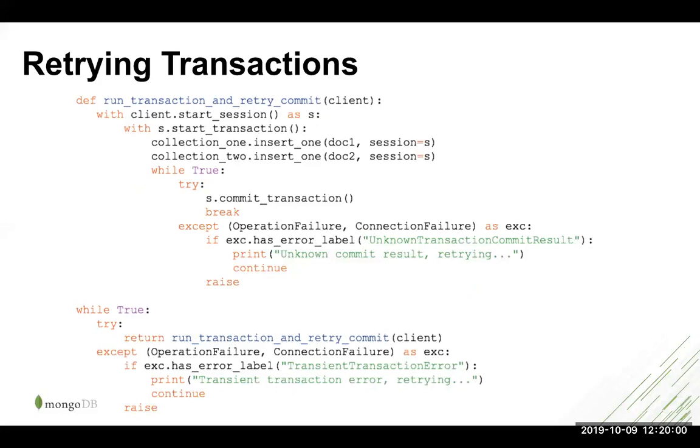Now here's what it looks like putting it together. As far as I'm concerned, this is really, really close to production worthy code, and I'm really proud to be able to put that all in one slide. Here we have combined the notion of retrying on an unknown transaction commit result and the transient transaction error label. If we get an error on commit, we're listening for those errors, and if it has an error label, we keep trying to send the commit message. If we get an error with the transient transaction error label on any of the other statements before the commit, we'll just start the transaction from the top. So that's what this is doing.